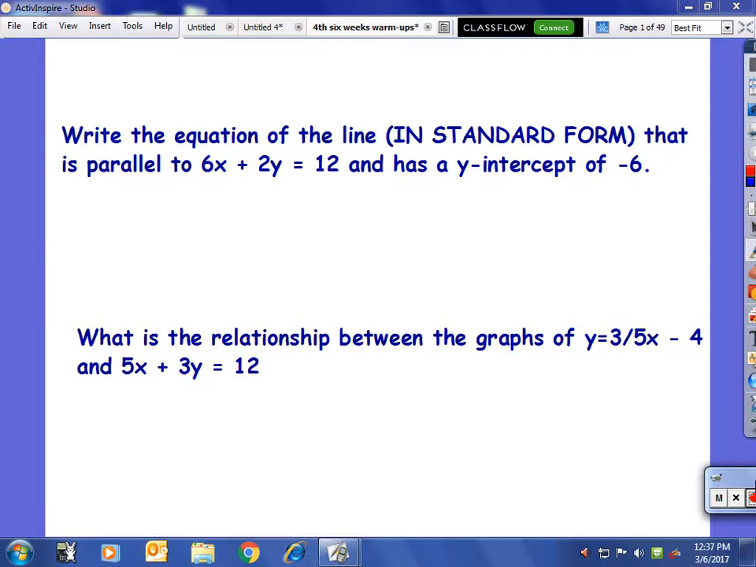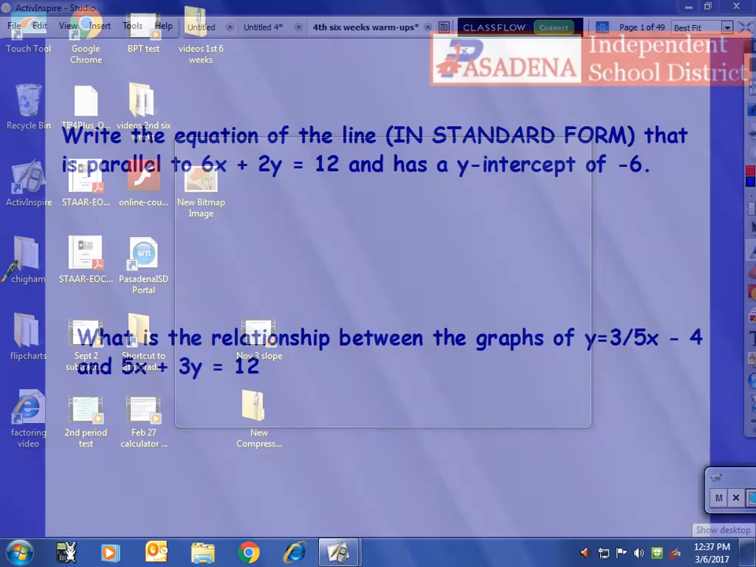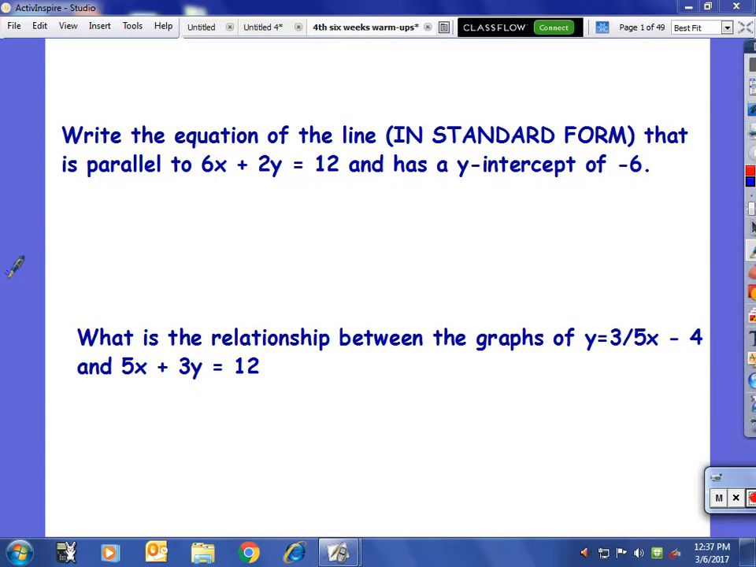Alright, what I told you in the beginning of class was a lot of times I get questions for tests straight off of warm-ups, so please make sure you understand this warm-up. Also, I was looking at the test, and a lot of the answer choices are written in standard form, which is what I asked you to do with number 1. You see what I'm talking about?